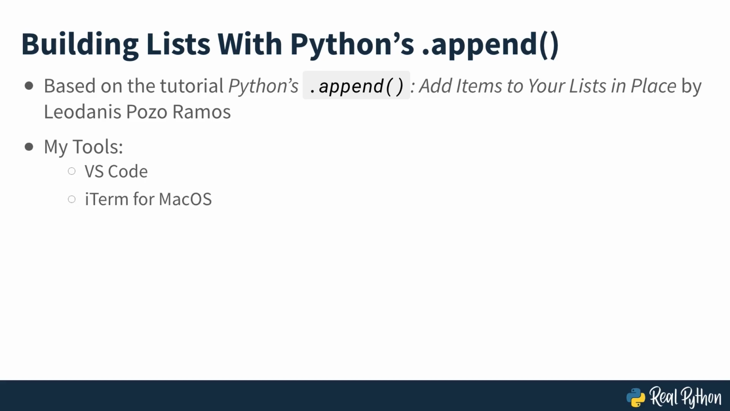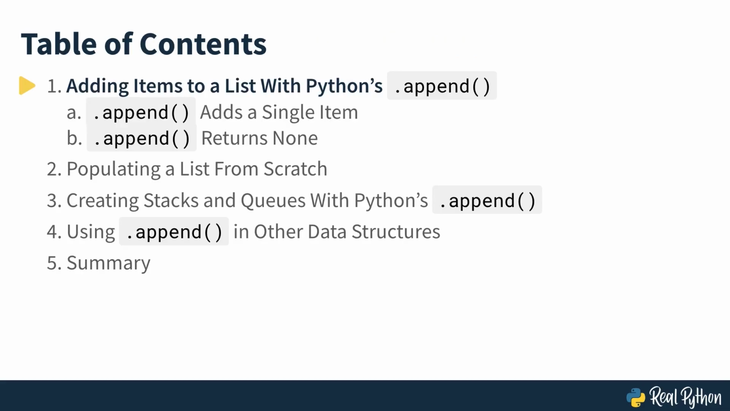I'm working on a Mac, and I use iTerm for my terminal shell. For other systems, you might be looking to use another terminal, or maybe something called a command shell or PowerShell. For interactive Python, I use a REPL called PTPython. I like the way its syntax coloring looks in these lessons. So let's get started by looking at the basics of the append method.